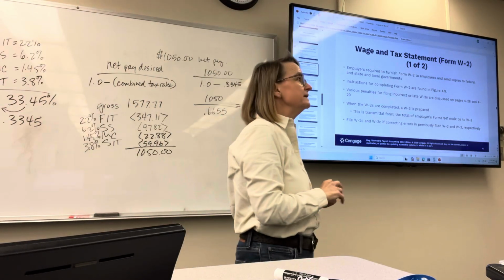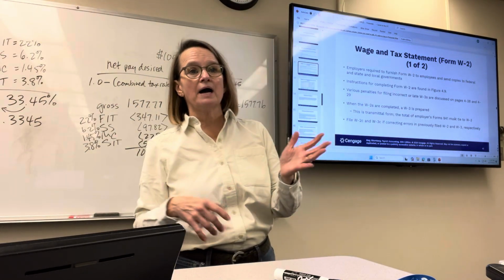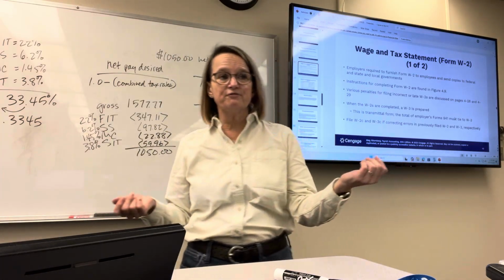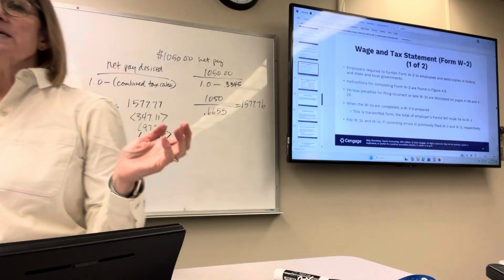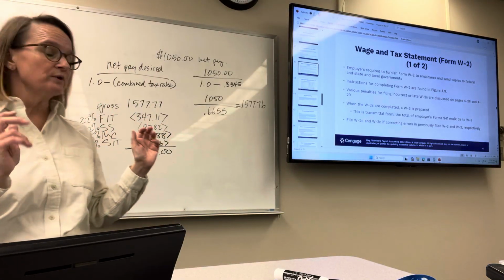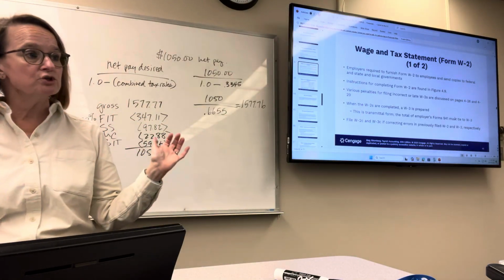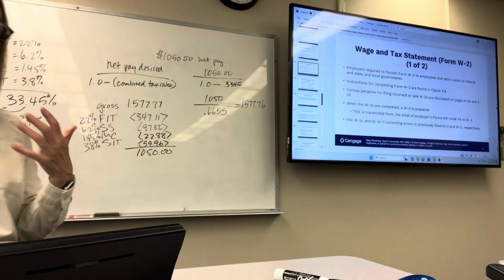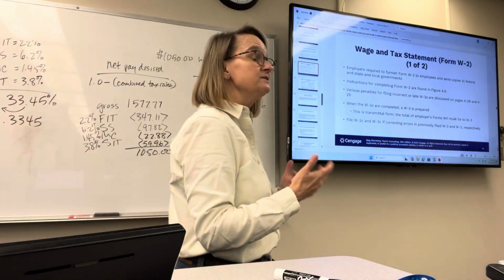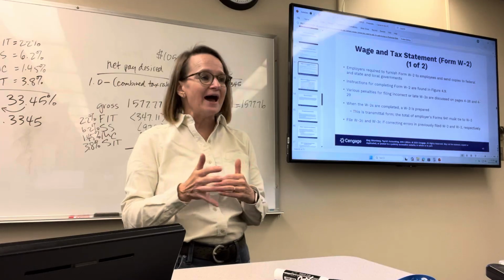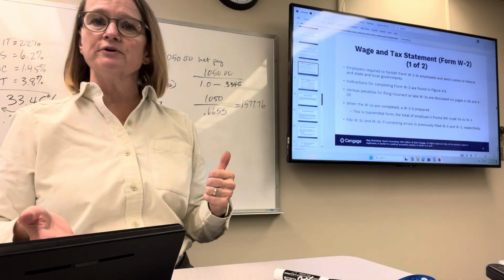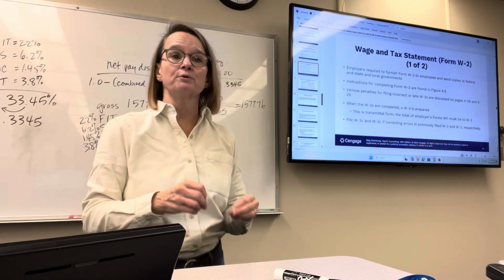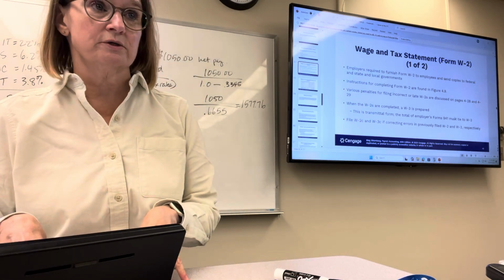It has to be issued to the employee by January 31st. So right now we're in 2025. All of the wages and withholdings that are occurring during 2025 will be compiled on each individual employee's W-2 form, and that will be issued by January 31st of 2026. The employee then uses that form to prepare their individual tax return.